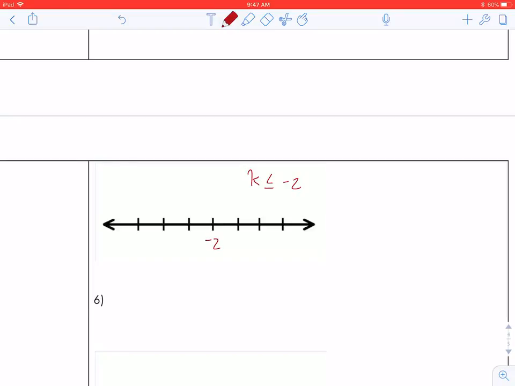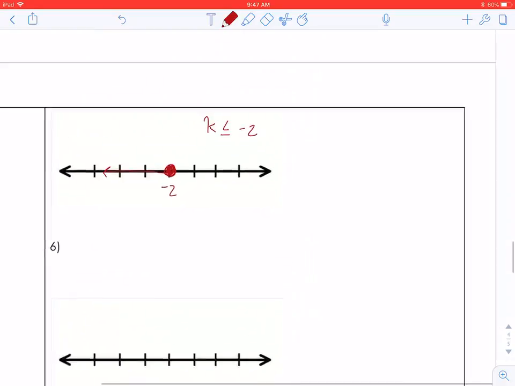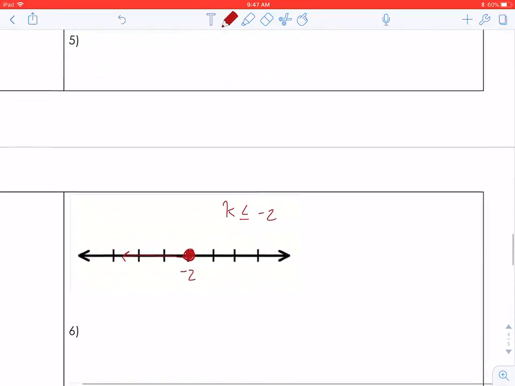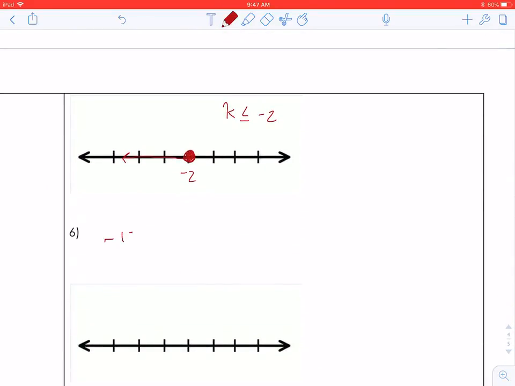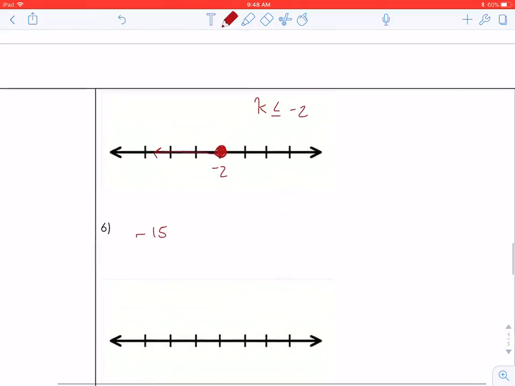So you're going to find negative 2. Can k equal negative 2? Yes, k can equal negative 2, so we're going to use a closed circle. And k is all values greater than or equal to negative 2, which goes to the right. Voila. Okay, number 6. Let me write this down over here.